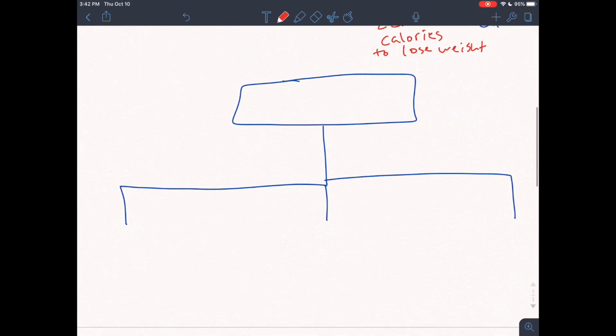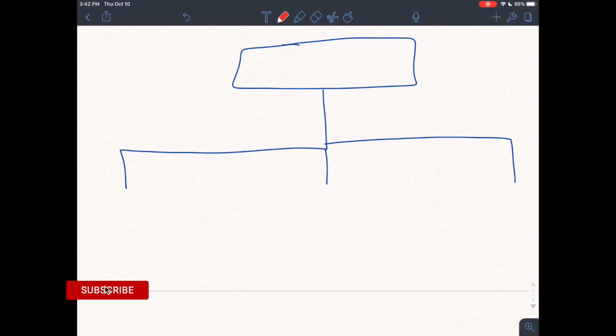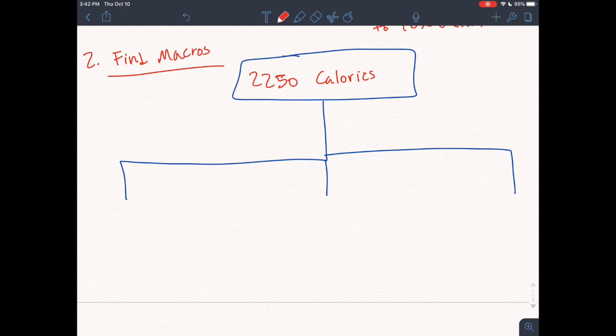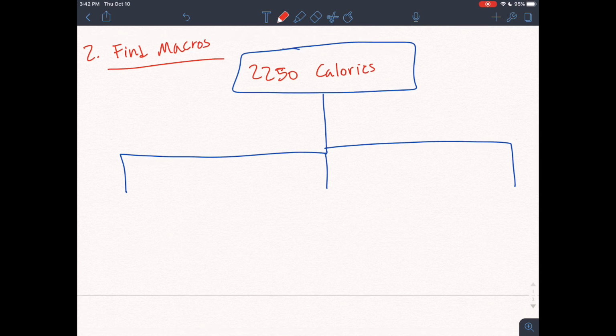So now if we come down here, we're gonna put 2,250 calories. This is our deficit here, okay? So our step 2 is to find our macros. So macros are, again, this is a very quick demonstration. Macros are made up of calories. So by tracking macros, you're also tracking calories. So we have protein, fat, and carbs.